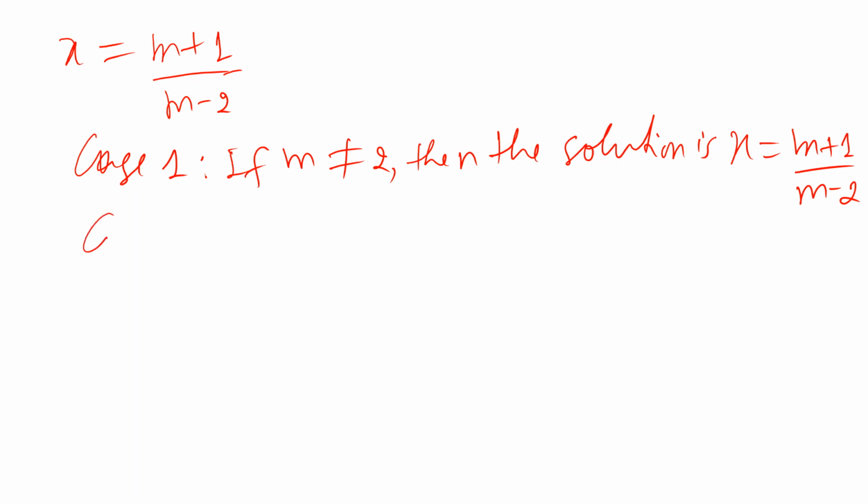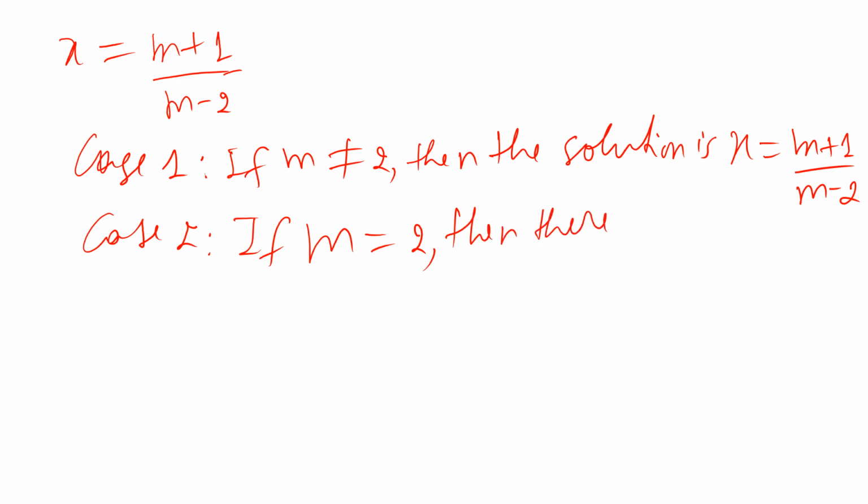Case number 2: if m is equal to 2, as you see, replace m by 2, we get 0 in the denominator, then there is no solution.